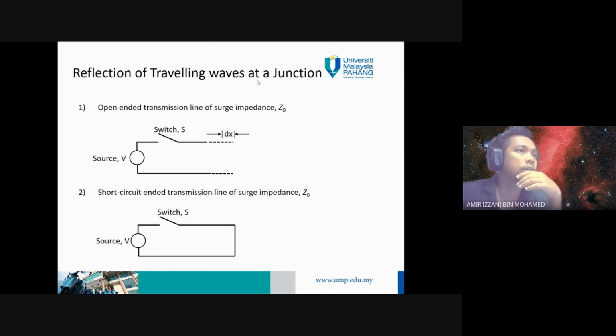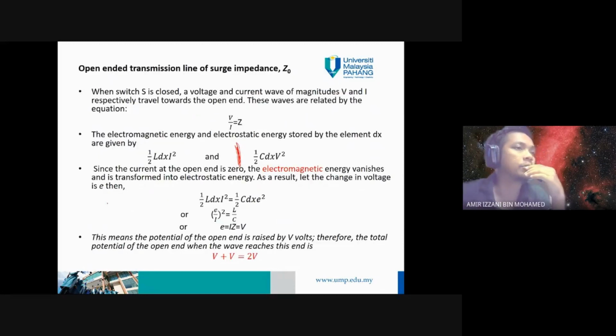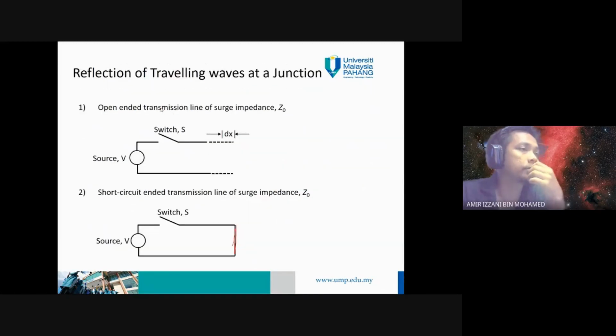Reflection of traveling wave at the junction: open-ended transmission line of surge impedance Z naught. So it's open-ended. And for the short circuit end, we just put a short circuit here. There are two cases: for open-ended and for closed-ended or short circuit condition. This is an open-ended and short-circuit-ended transmission line.